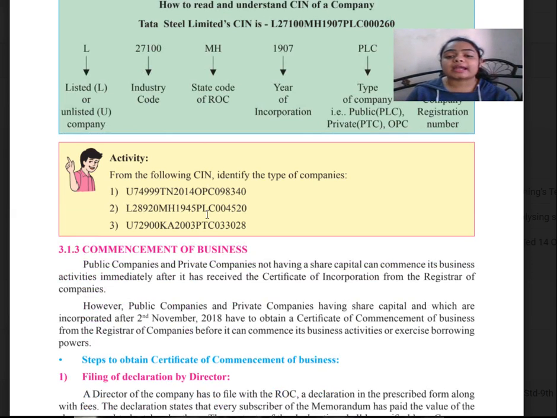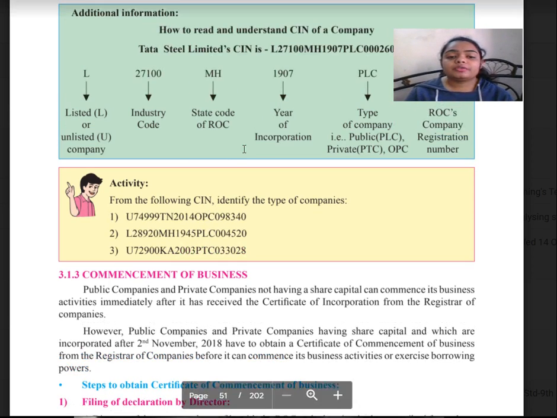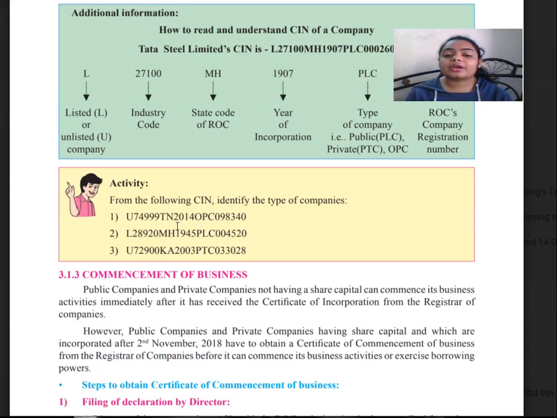For example, this activity you can try to solve and understand which CIN is given to which kind of company. In this, the first company is an unlisted company, and it is in Tamil Nadu. It is an OPC, formed in 2014, and its type is OPC. Then the second one is a listed company.